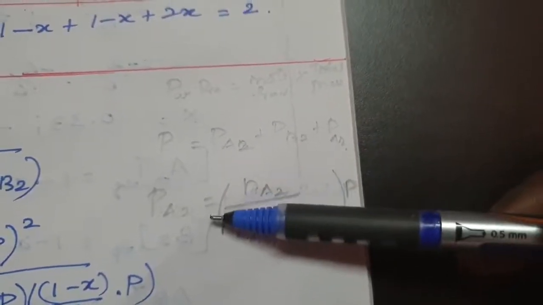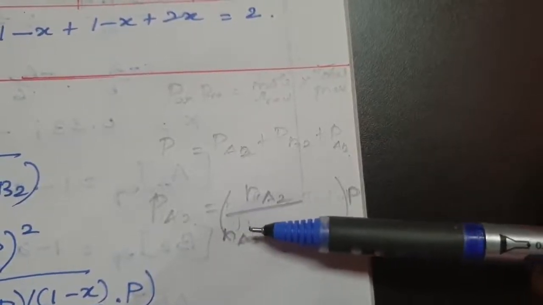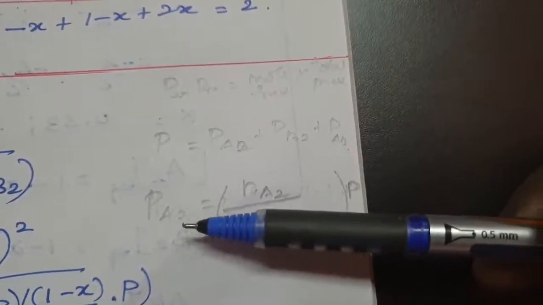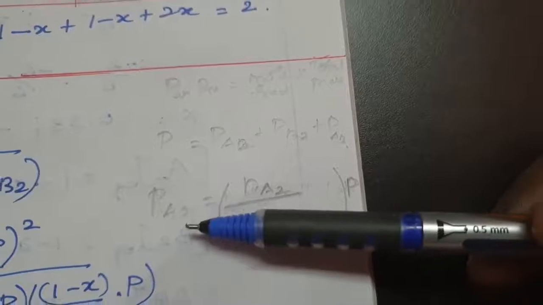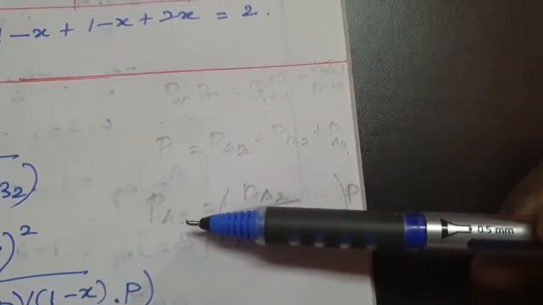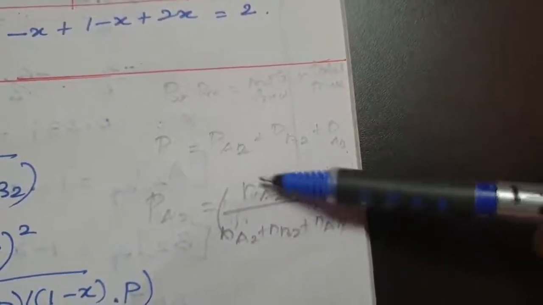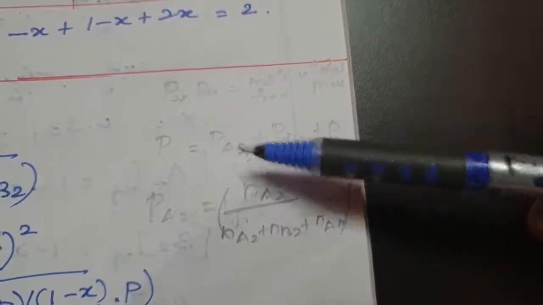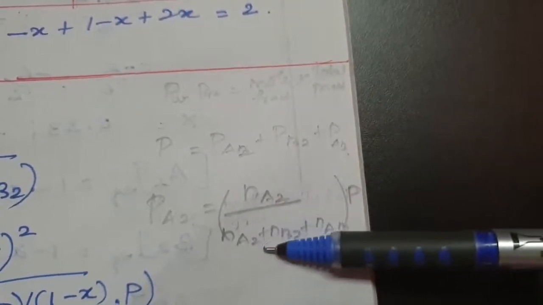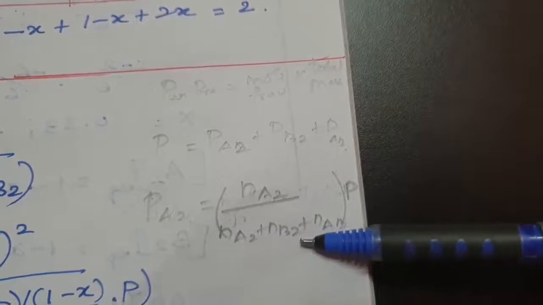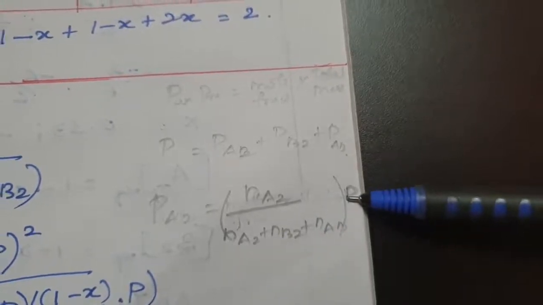So P of A2, for example, I'll show how we are going to calculate P of A2. P of A2 means we have to calculate the mole fraction of A2. So n of A2 divided by what are the reactants and products here? n of A2, number of moles of A2, plus number of moles of B2 and number of moles of AB, into total pressure P.